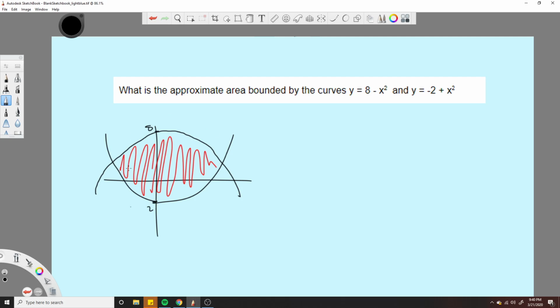is you would have to integrate the two curves from one point to the other. And the way you know your bounds of integration is you need to find the point where they intersect, because you know that's going to encompass your entire area. So how do you find the points of intersection? You would set your equations equal to each other, and you solve for x.